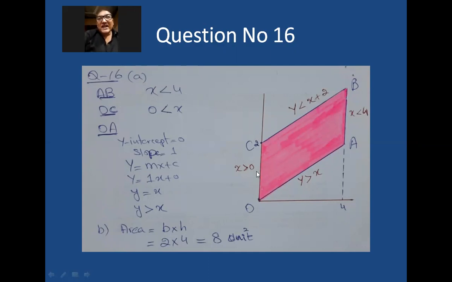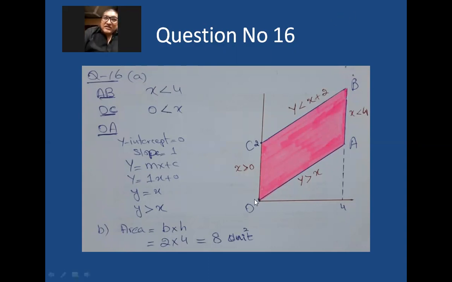This OC line is also a vertical line. Its equation is x equals to 0, because the required area is towards the right of this line. So the crocodile's mouth will be towards the x. So x is more than 0, greater than 0.